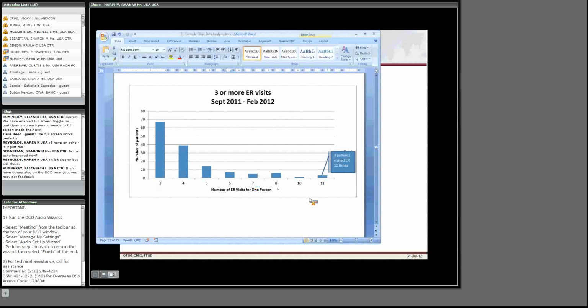So we were able to provide that information to the clinics and show them specific names, and then they were able to contact the patient and try to manage issues that they had. One of them had a heart condition.